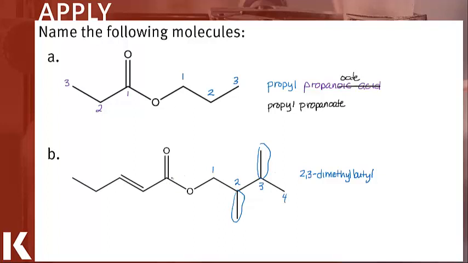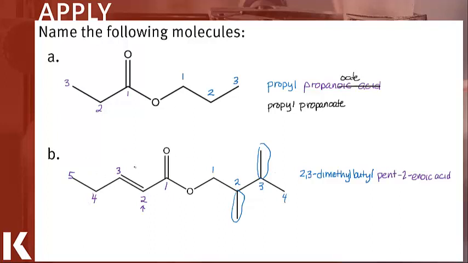Now we're going to look at the carboxylate. Again, we're going to start with our carbonyl carbon as carbon 1. So this is going to be carbon 1, 2, 3, 4, and 5. This is going to give us a pent group. And we are going to have the alkene on the second carbon. So this is going to be a pent-2-ene. What we now have is a pent-2-enoic acid.